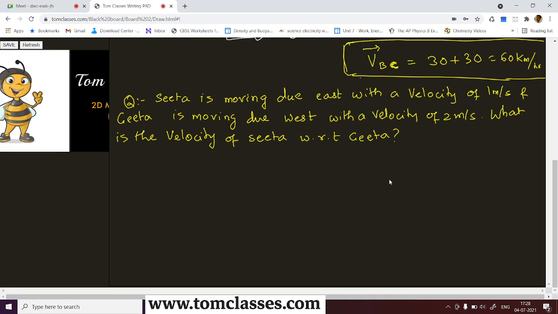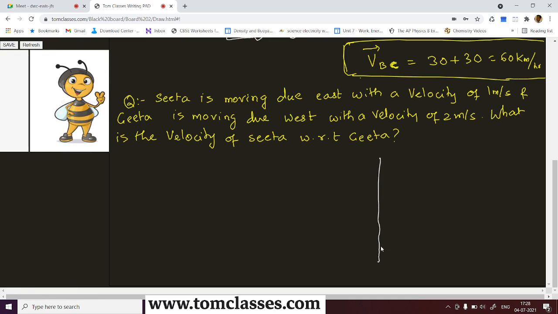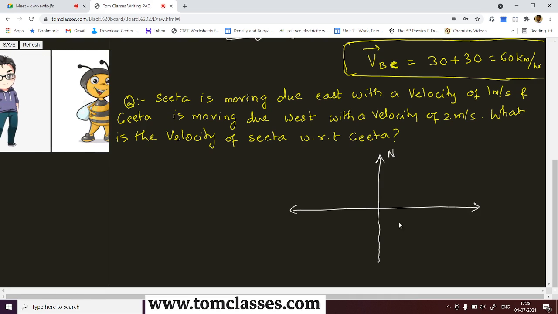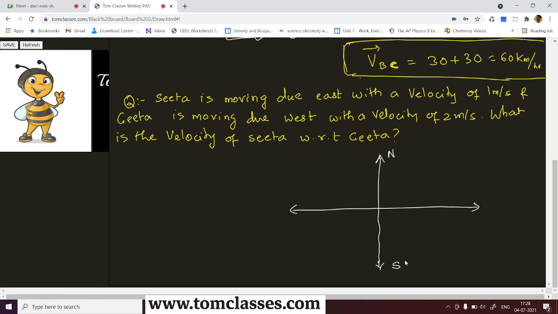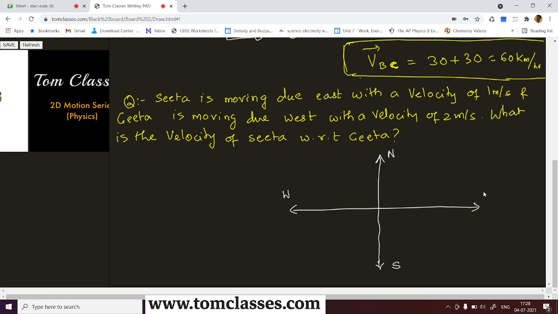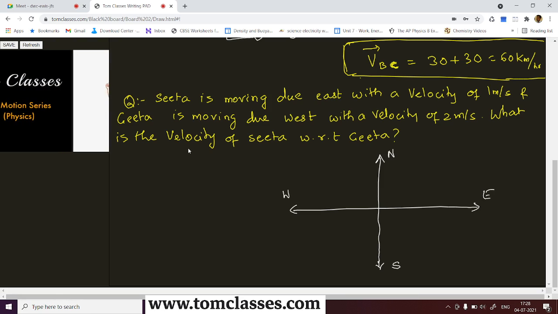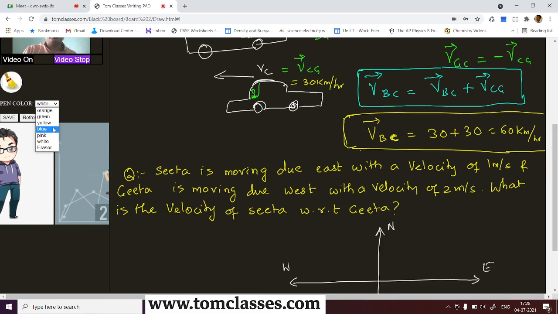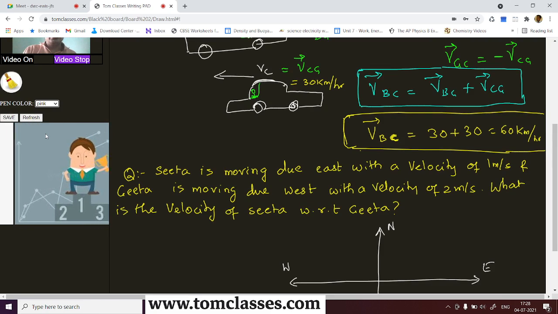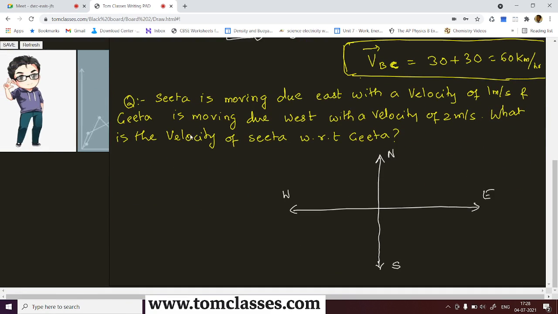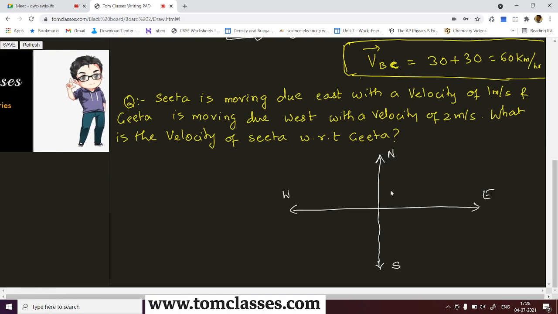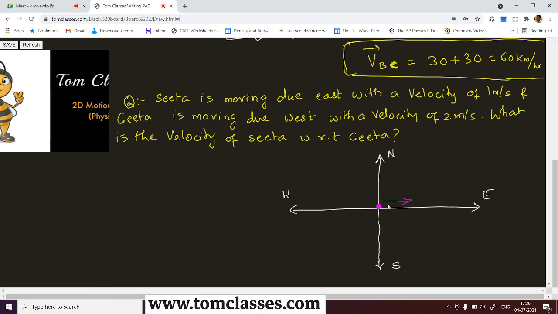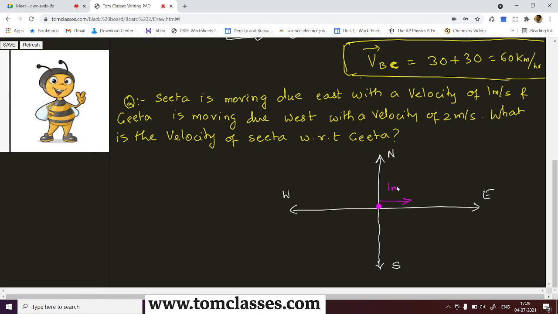Now let's first mark our directions. So let's call this my north, this is my south, this is my west, and this is my east, right? Okay, so these are my directions. Now, in these directions, let me use this color. Theta is moving due east, right? This is for theta. It is moving due east with 1 meter per second.